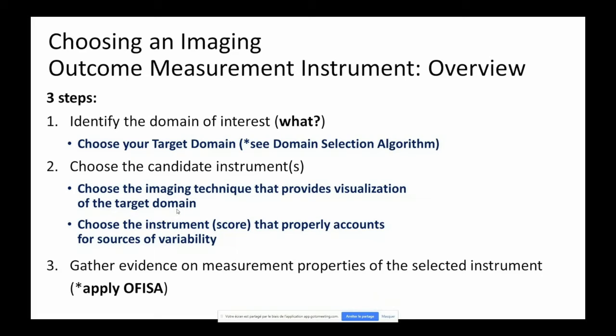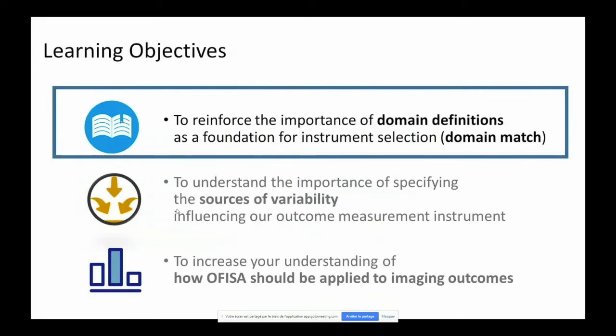Second, to choose the best candidate instruments, so the imaging techniques that provide visualization of the target domain, and the instrument, I mean the score, that properly accounts for sources of variability. And the third point is to gather evidence on measurement properties of the selected instrument, meaning applying OFISA. So the first learning objective is to reinforce the importance of domain definition.